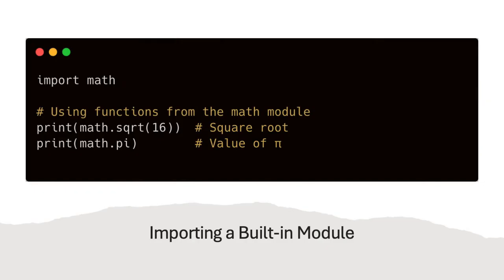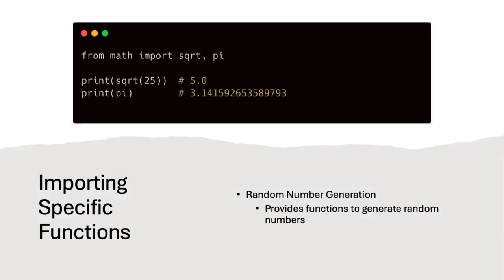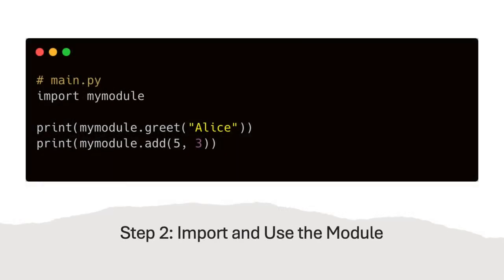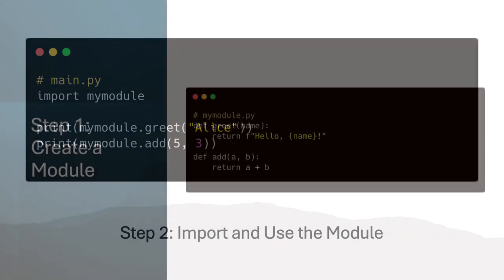Here is an example of how to import a built-in module. In this case, it is the math module. The random module offers functions to generate random numbers. To import a custom module in another file, follow the necessary steps to ensure proper integration.